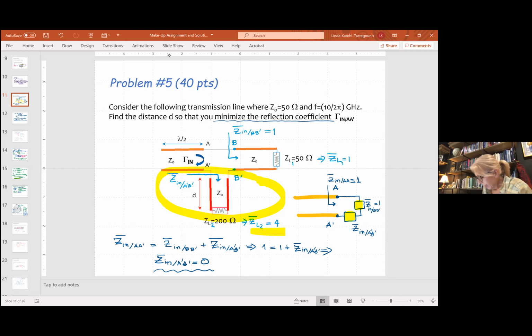Is it not going to be the inverse? So when D is lambda over 4, then your Z input at A prime, B prime is what? 1 over ZL2. Remember that? Exactly. So it's going to be 0.25. Okay, that's a very small number.